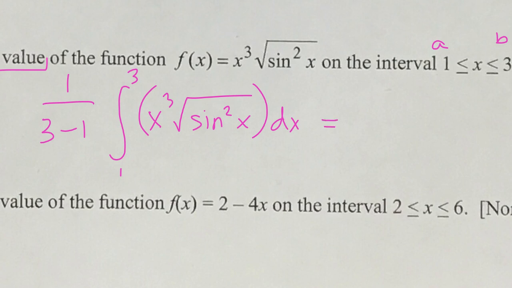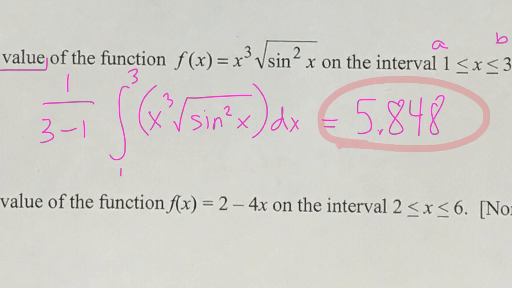So let's try and input that into your calculator and see what you get. 5.848 when you round to 3 decimals. AP wants you to round to 3 decimal places.